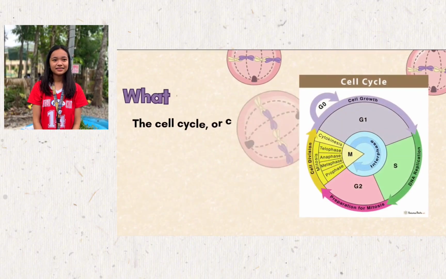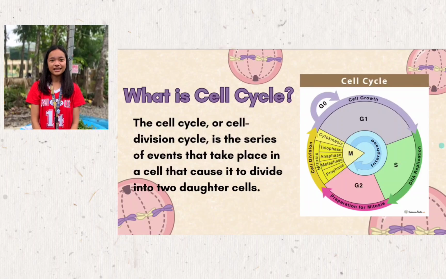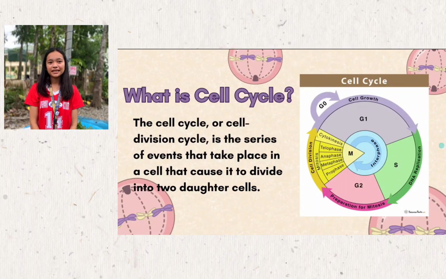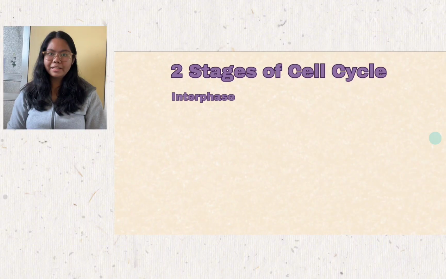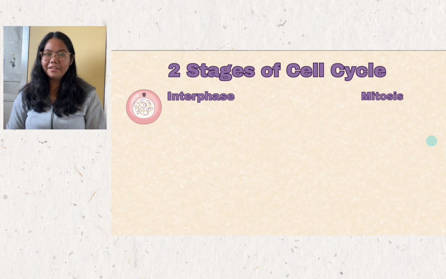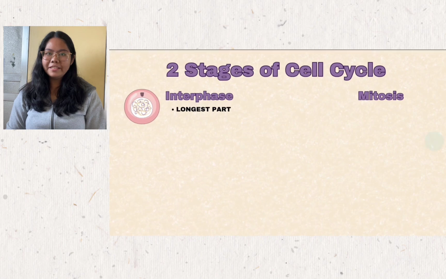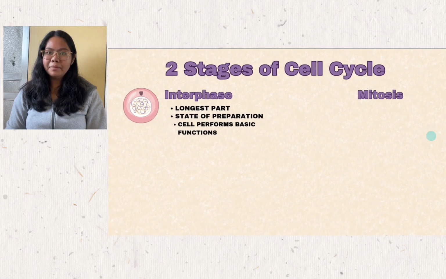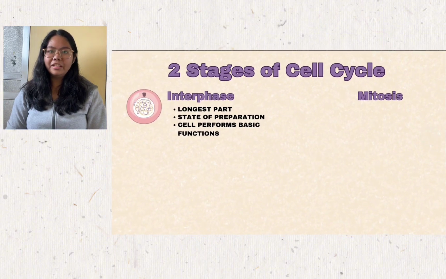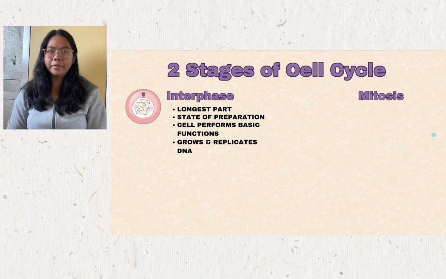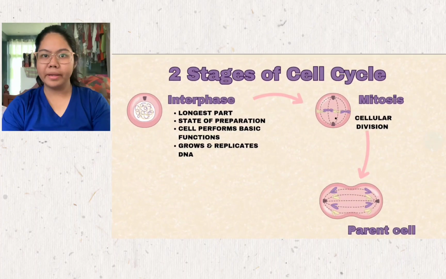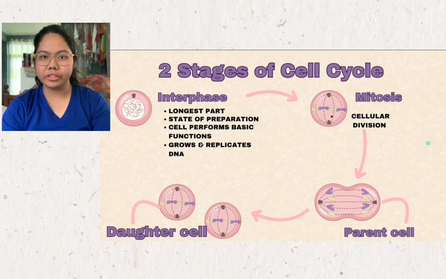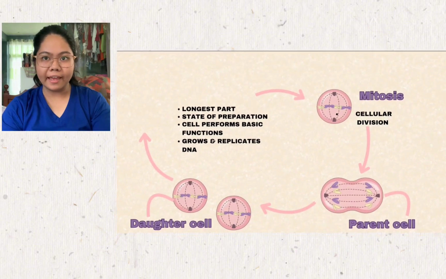What is the cell cycle? The cell cycle, or cell division cycle, is the series of events that take place in the cell that causes it to divide into two daughter cells. The cell cycle has two phases, interphase and mitosis. Interphase is the longest part of the cell cycle. It is the stage of preparation. The cell performs basic functions. It grows and replicates DNA to prepare for mitosis, or cellular division. After the parent cell divides, each of the two daughter cells will pass through interphase again.